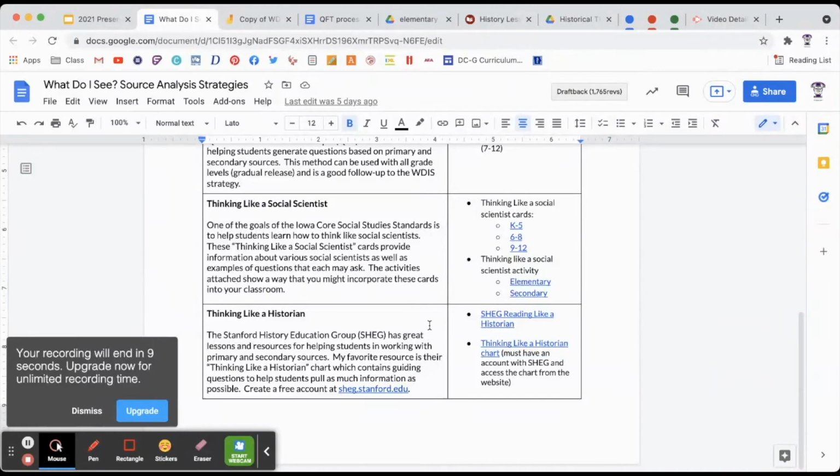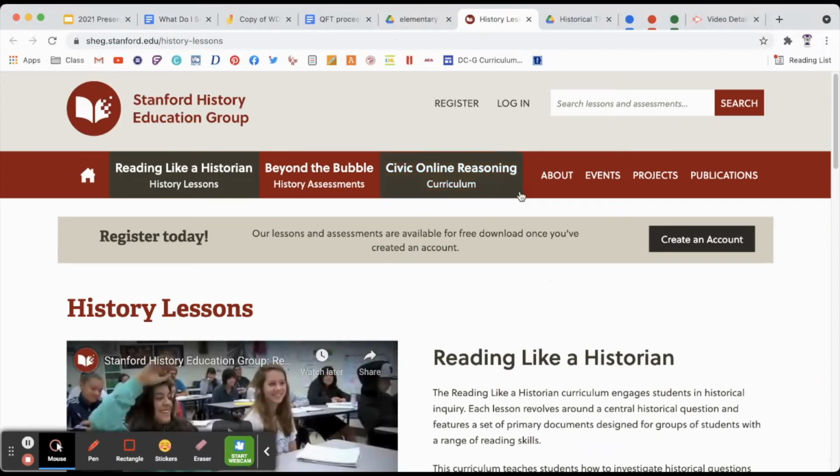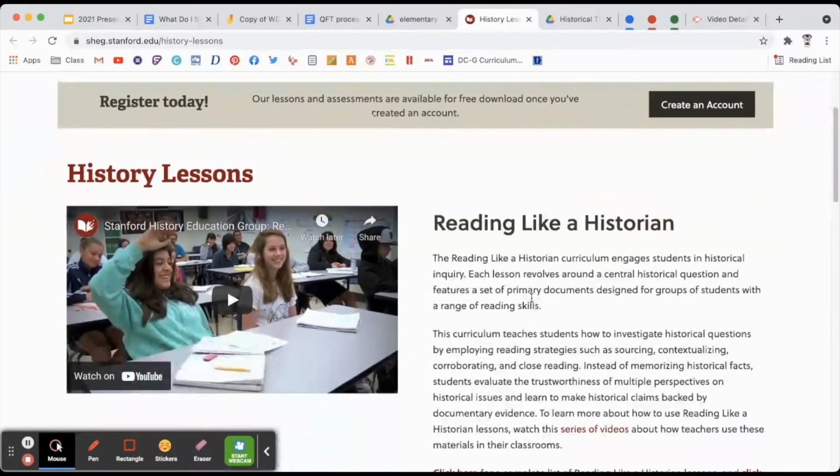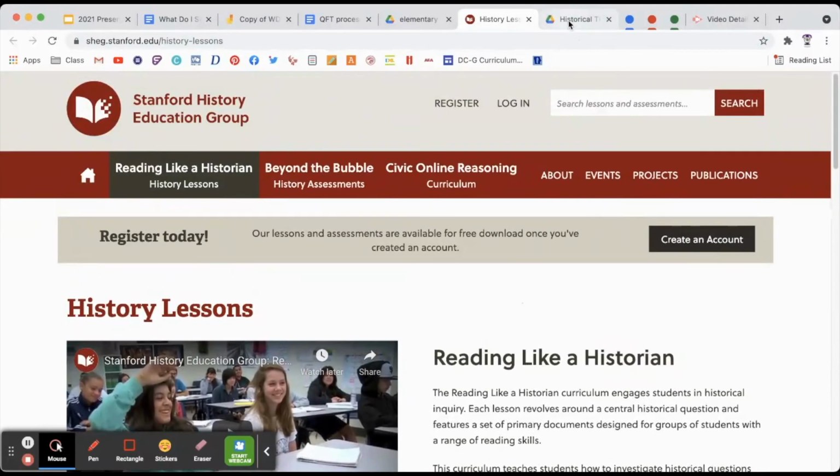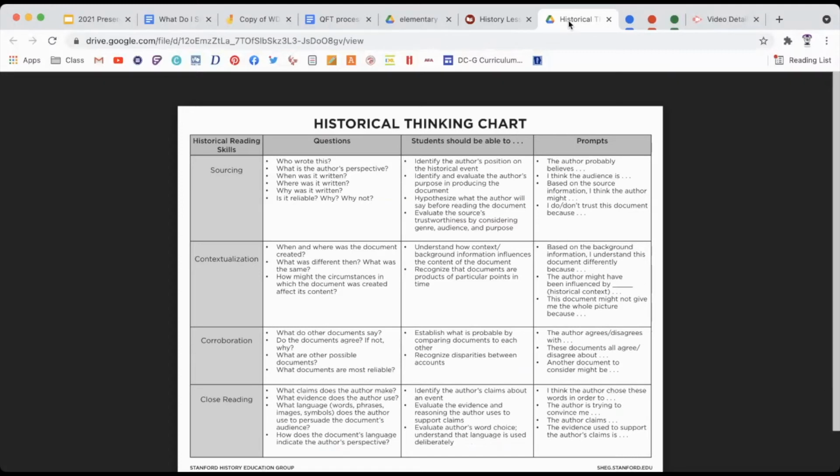For those older students, the Stanford History Education Group, or SHEG, has some really great resources in how to read like a historian. And so one of my favorite ones is actually a Thinking Like a Historian chart. In order to access it, you need to go to the Stanford History Education Group website and log in or register and get a free account. And then once you're in there, you can access all sorts of different ones. But I'm just going to briefly show you the historical thinking chart.